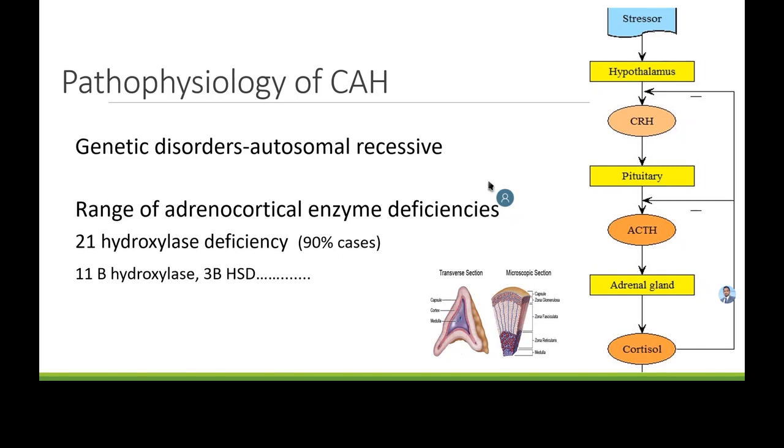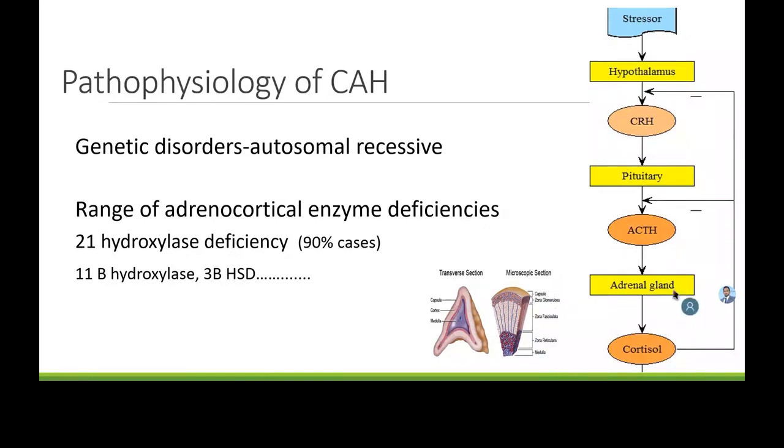The commonest is 21-hydroxylase. Now, if you just recall, the adrenal glands are placed on top of the kidneys, and you have the inner medulla and the outer cortex. We are talking about enzyme problems in the outer cortex. If you remember your basic histology, you have the zona glomerulosa, the zona fasciculata and the zona reticularis, and these three zones produce three different hormones: aldosterone, cortisol, and the androgens.